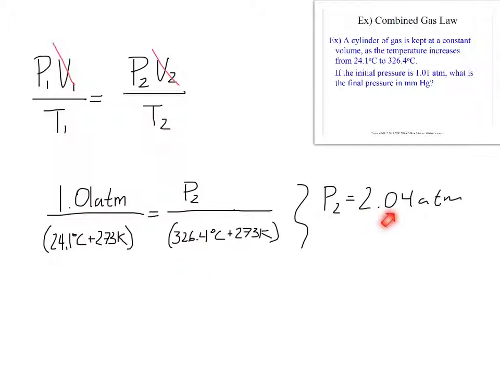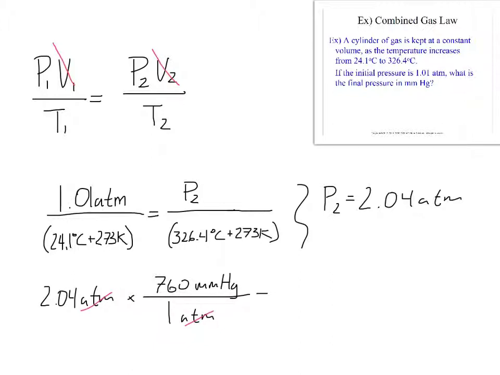This question wants our pressure in millimeters of mercury, so we're going to need to convert that over. So if we have 2.04 atmospheres, the conversion from atmospheres into millimeters of mercury, or torr, there is 760 millimeters of mercury for every 1 atmosphere. And so then atmospheres cancel out atmospheres. We can solve this and get 1.55 times 10 to the third millimeters of mercury.